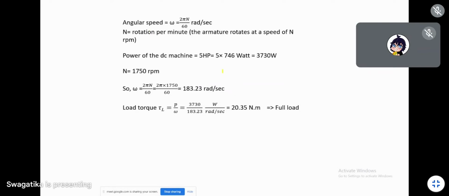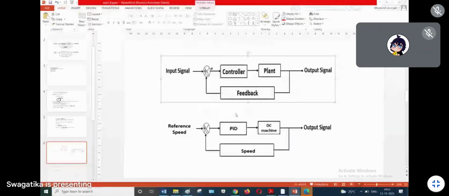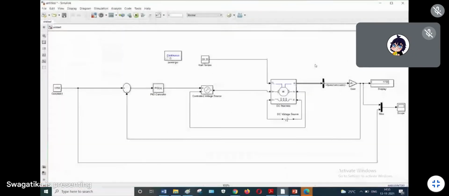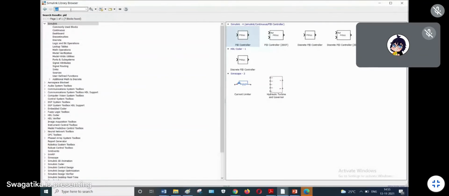Now, first of all, you have to take a DC machine in your MATLAB Simulink model. Open it and add a DC machine. Go to Simulink and find DC machine.